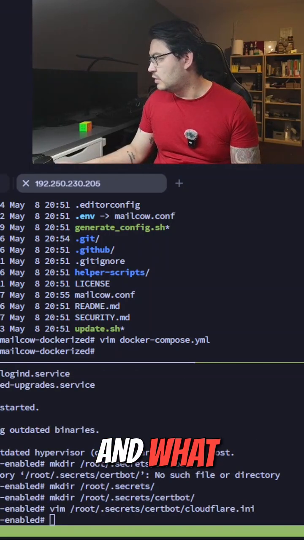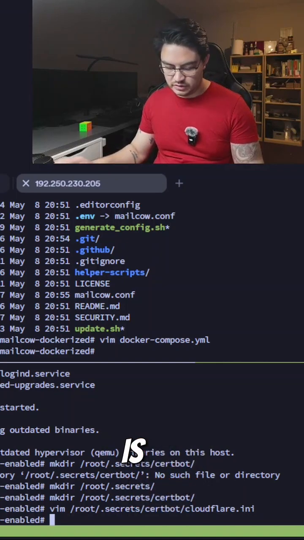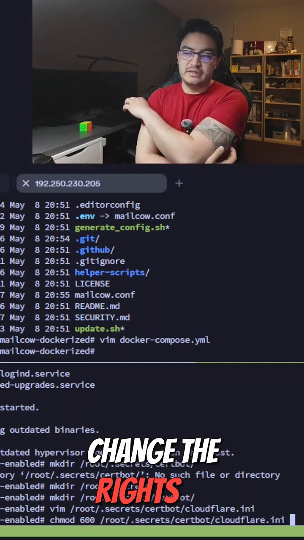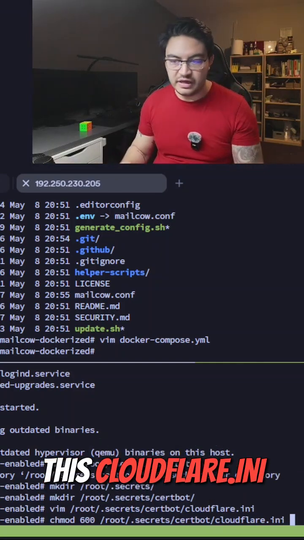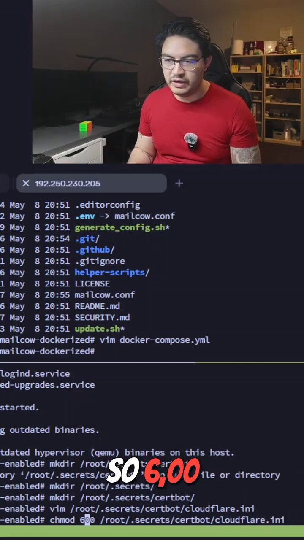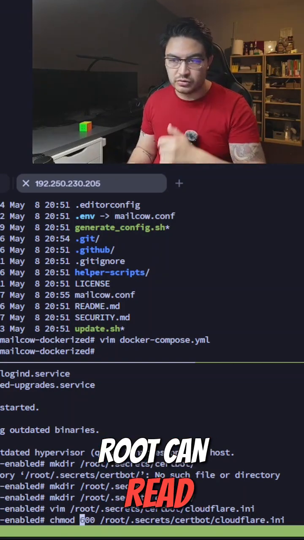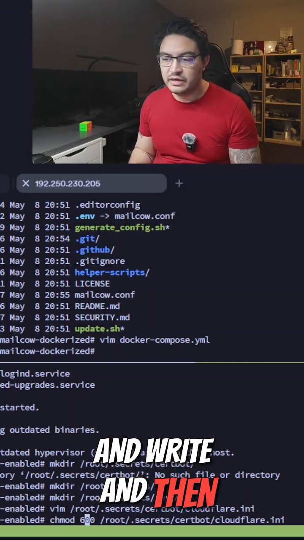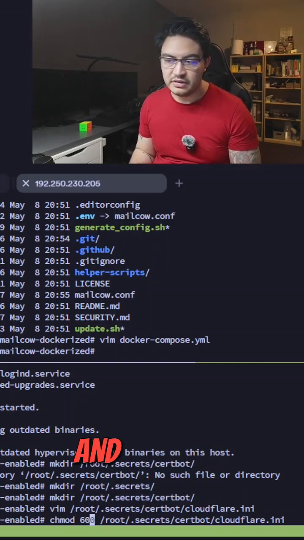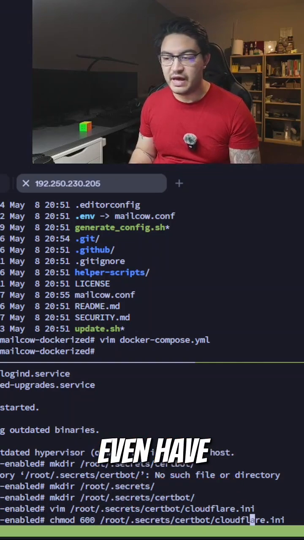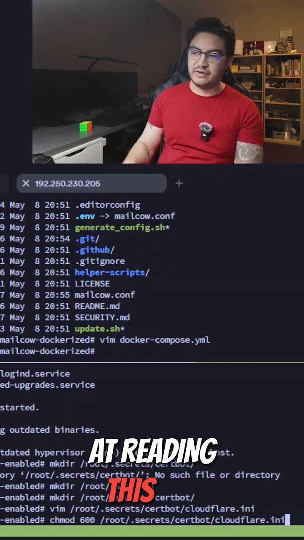And what I also want to do is change the rights to this cloudflare.ini. So 600 means 6 is the owner of the file, which is root. Root can read and write. And then 00 means the group and everyone else doesn't even have any chance at reading this file at all.